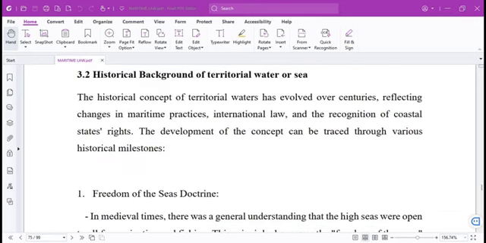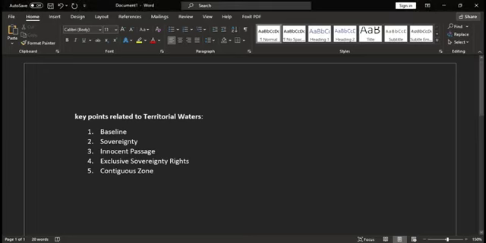Still under the historical background of territorial water or sea, we want to talk about the development of this concept, which can be traced through various historical milestones.